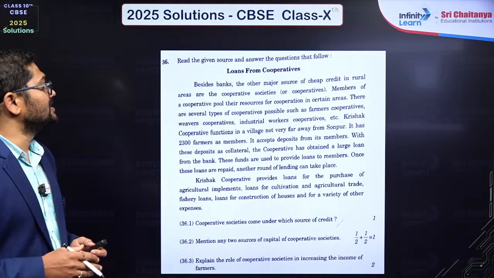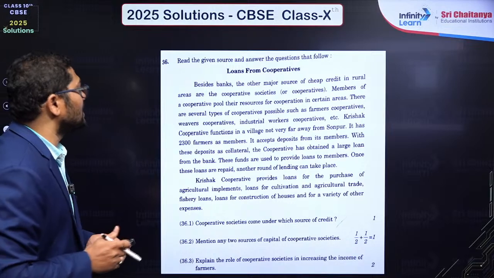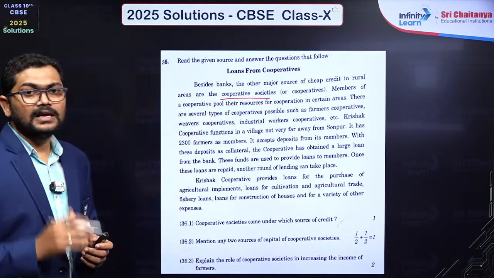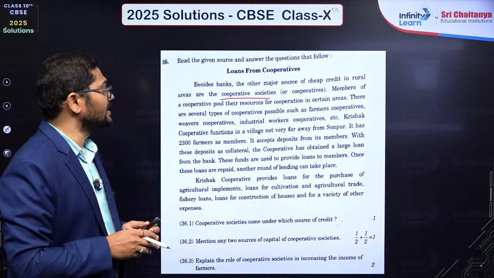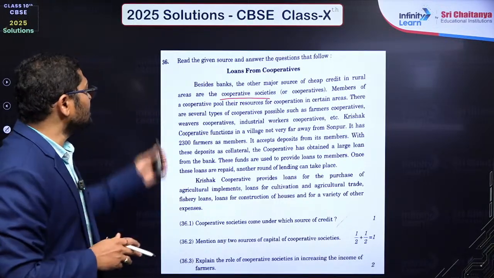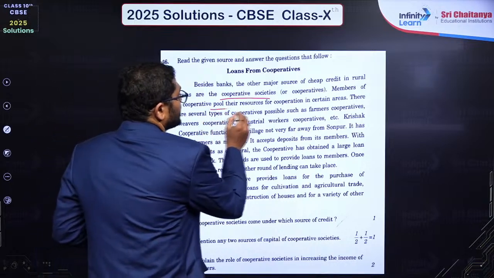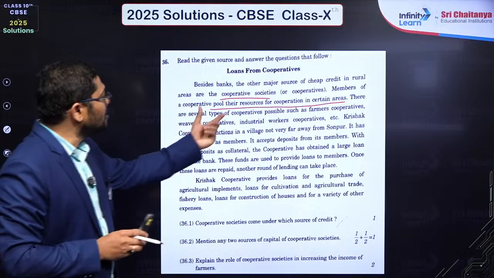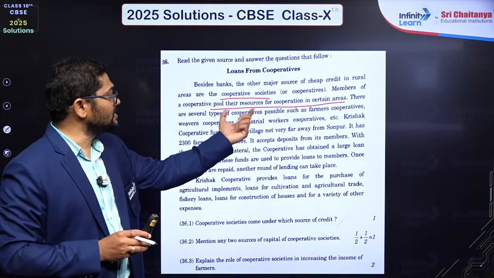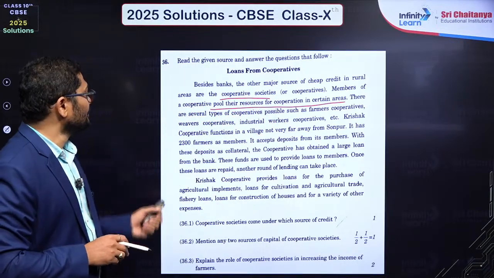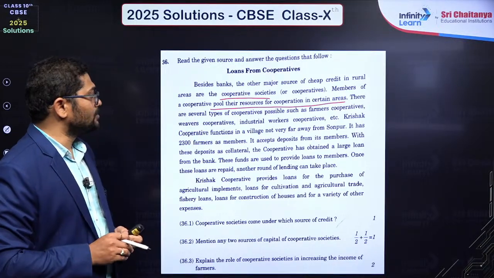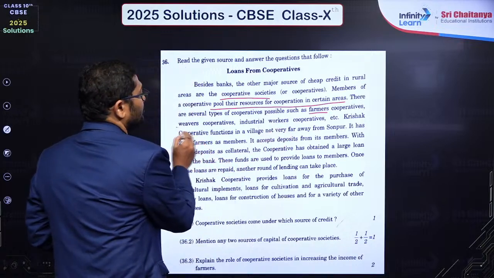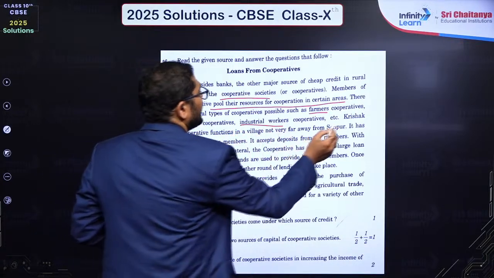Besides banks, the other major source of cheap credit in rural areas are the cooperative societies. So besides the banks, the other major sources are cooperative societies, or cooperatives simply. Members of the cooperative pool their resources for cooperation in certain areas. So the members of the cooperatives normally pool their resources, they add their resources for cooperation in certain areas. There are several types of cooperatives possible, such as farmer cooperatives. So we can have cooperatives for farmers, then for weavers, then industrial workers, etc.